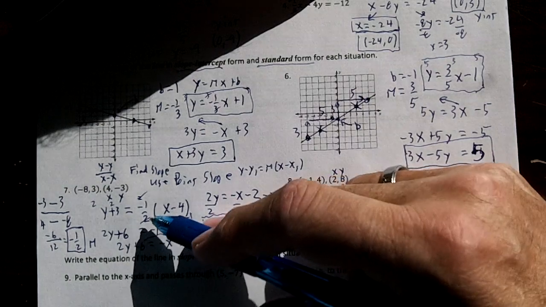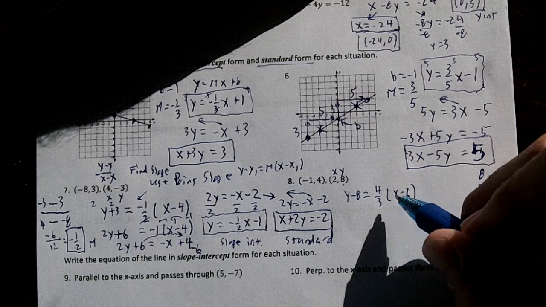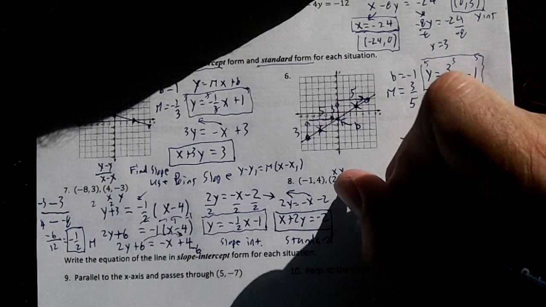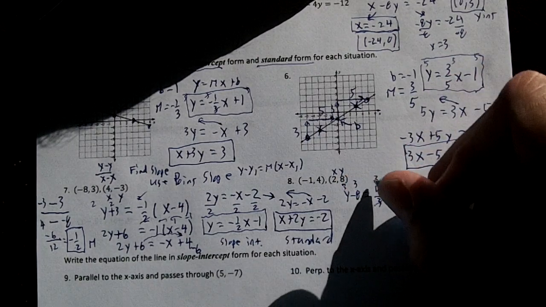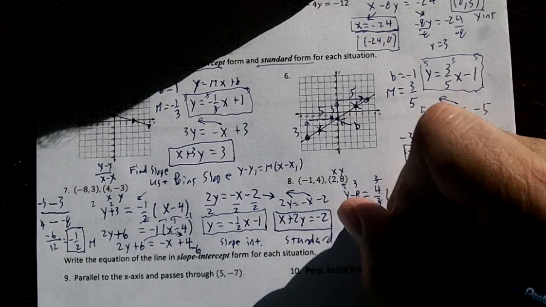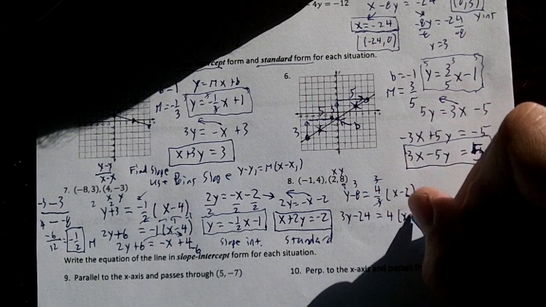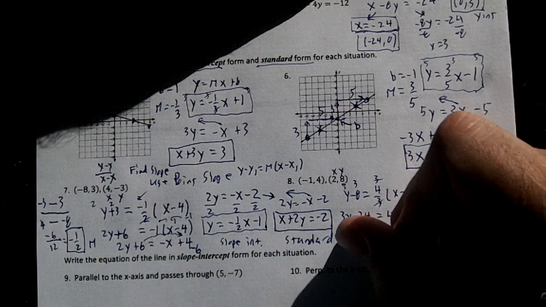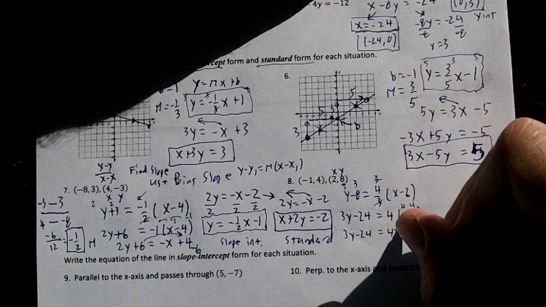This is why we got rid of the fraction here, because if we distribute the 4 over 3, we're going to get a fraction, aren't we? Because 2 and 3 won't divide into each other. So we're going to get rid of that 3 right off the bat. So we need 3 3's, don't we? This 3's will cancel out. We'll have 3y minus 24 equals 4 parentheses x minus 2. Now that I'm going to distribute the 4, I'm going to get 3y minus 24 equals 4x minus 8.